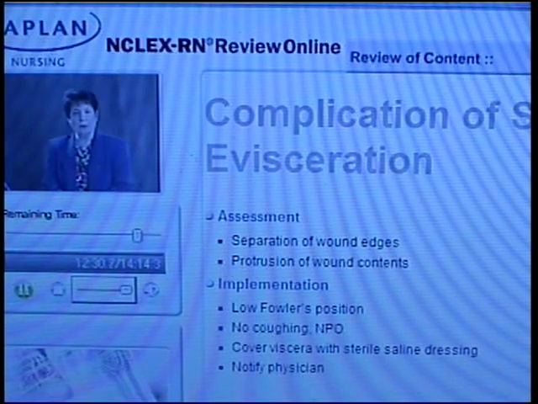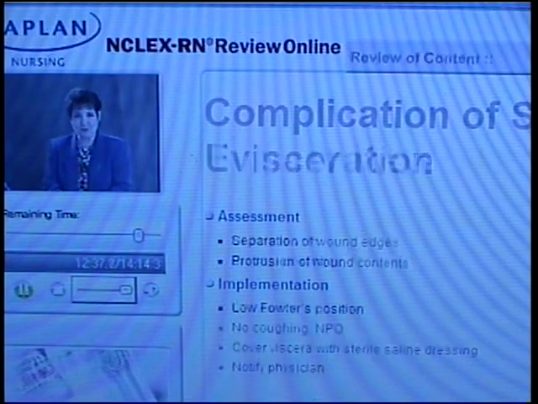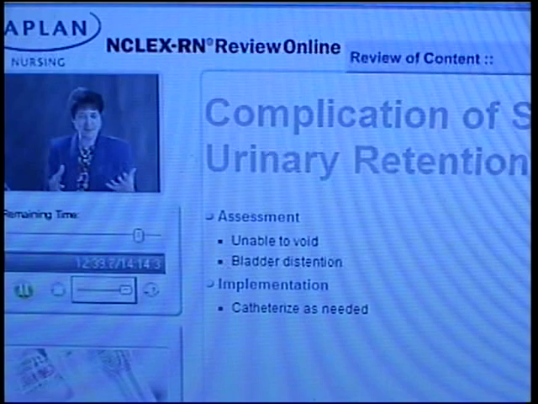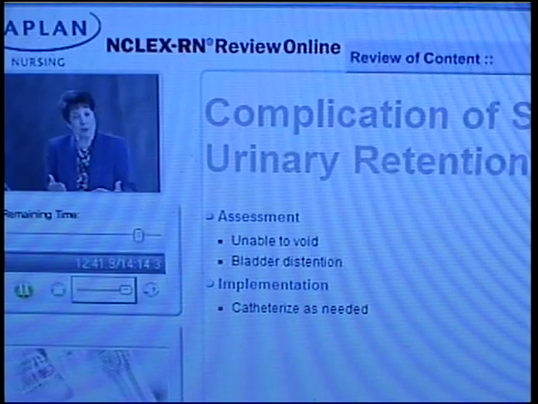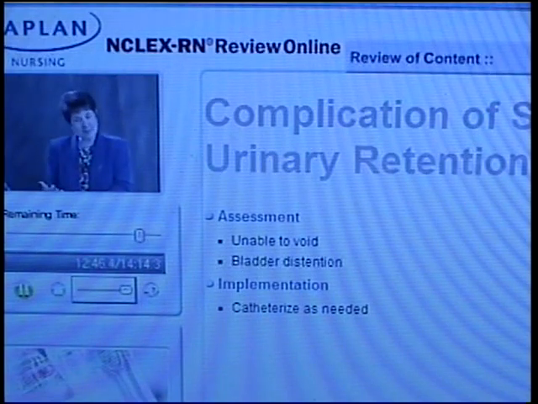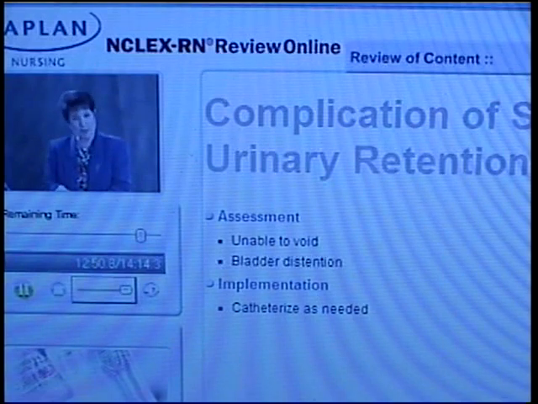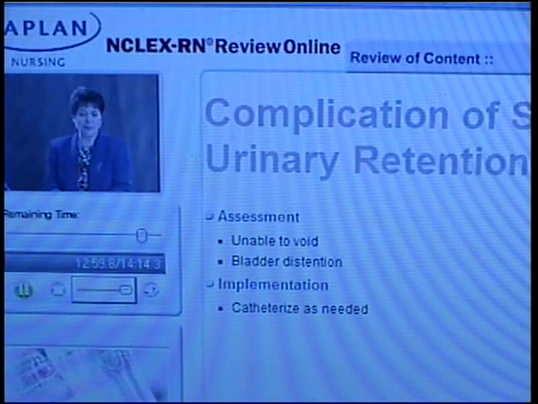Okay, other complications of surgery. Another one is urinary retention. This happens sometimes after surgery because the system that lets a person know that they should void isn't working properly. So the person either doesn't have the stimulus to void or is unable to void. And when you palpate, and you will, for bladder distension, you will find that the bladder is distended. The treatment for this is the patient will be either straight cathed or have an indwelling Foley catheterization as needed.